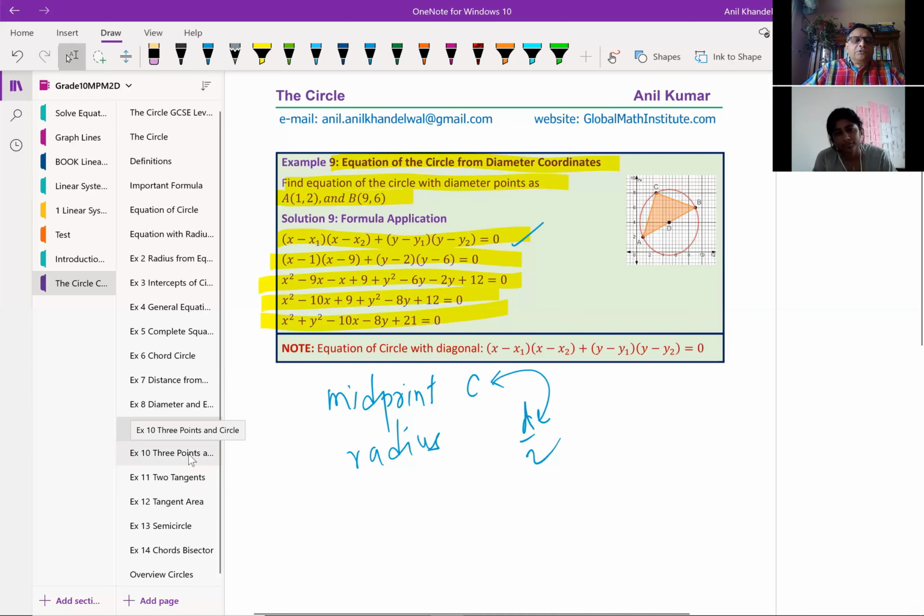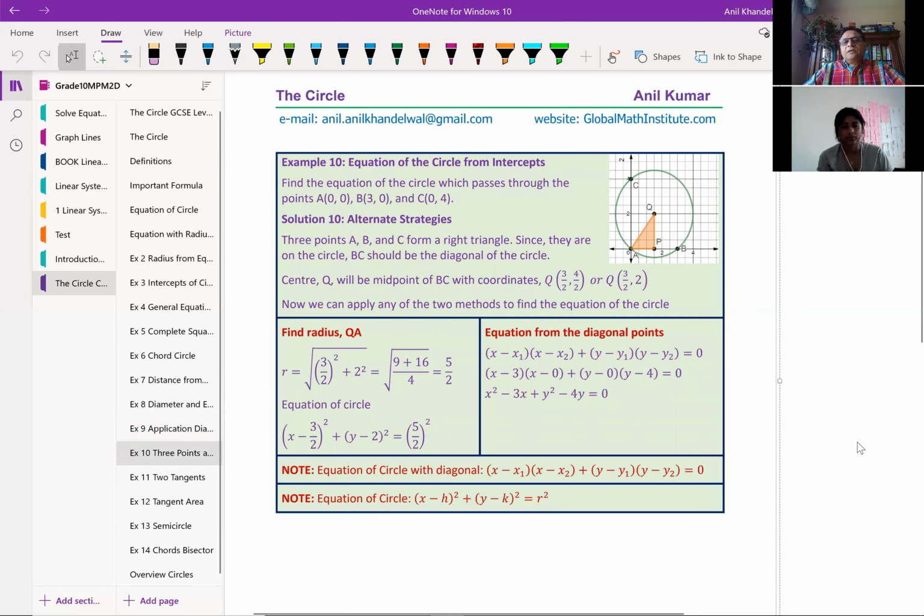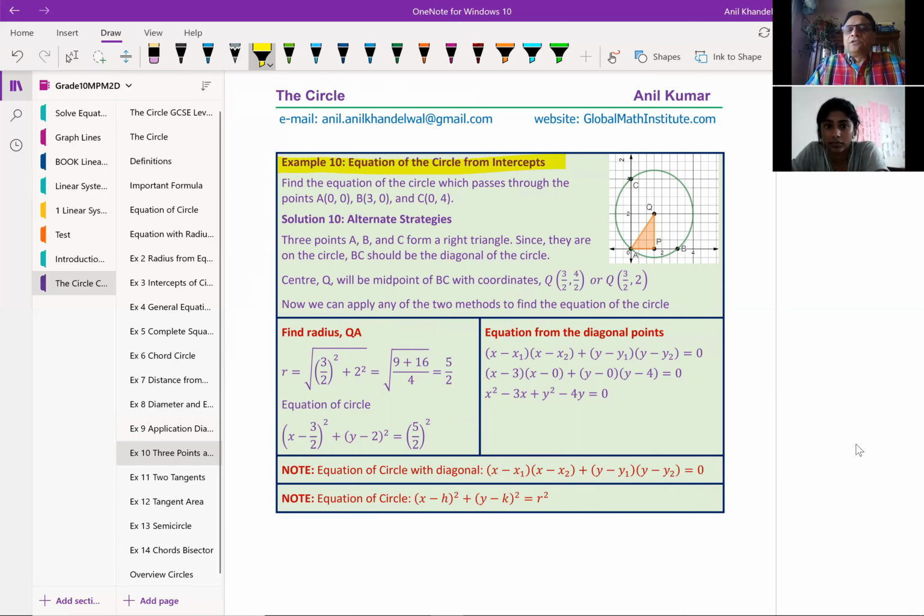Now, 2 points diameter we have defined. Here is another question. Example 10, equation of circle from intercepts. We will consider intercepts, that means x-intercepts and y-intercepts, and here we are also taking the origin into consideration. The question is, find the equation of the circle which passes through the points A, B, and C, where A is the origin, 0, 0, B is 3, 0, the x-intercept, and C is 0, 4, the y-intercept. So we are given these 2 intercepts and the origin. You need to find the equation. How will you find this equation?